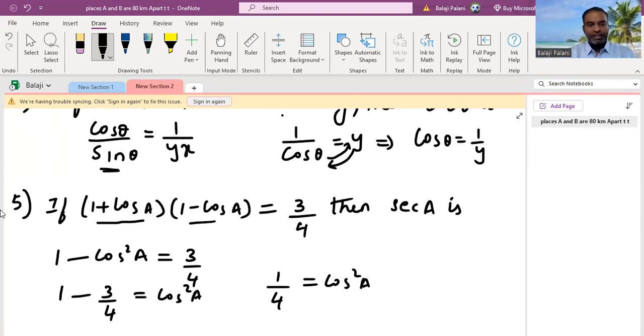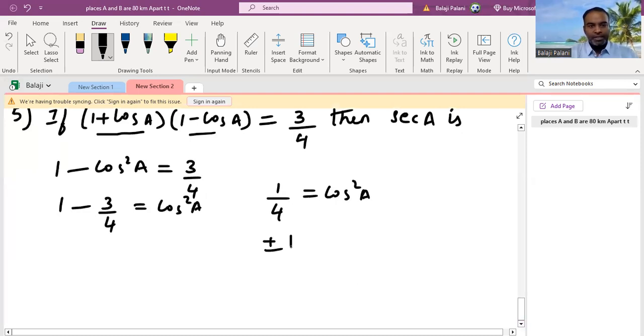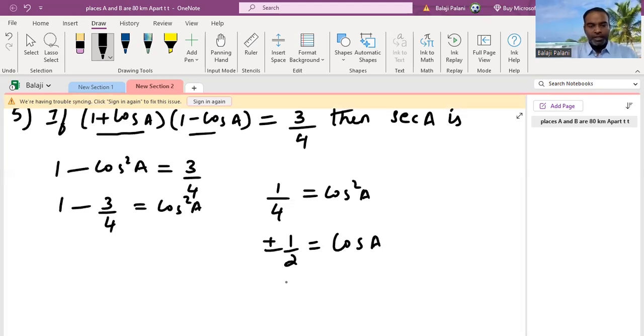So cos a is plus or minus 1 by 2. Don't forget that plus or minus 1 by 2 is cos a, which is square root of 1 by 4. But we want secant a, so secant a will be plus or minus 2.